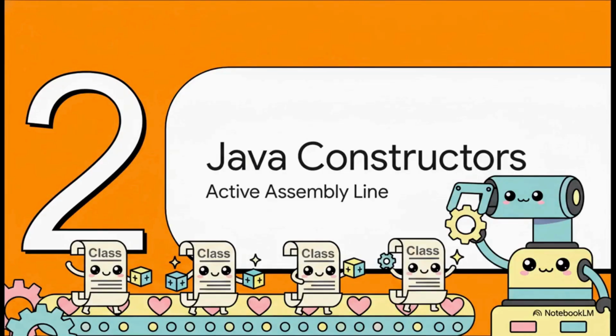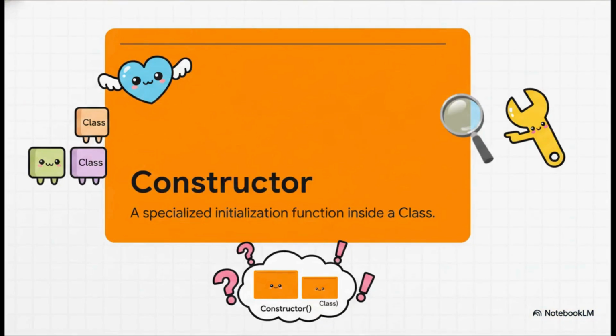Section 2, Java Constructors, the active assembly line. So Java operates in an object-oriented paradigm. It doesn't have those standalone structs. Instead, it uses classes. And classes are basically blueprints that hold both the data variables and the methods that manipulate them. But because these classes are so robust and energetic, they need a special tool to get started, the constructor.